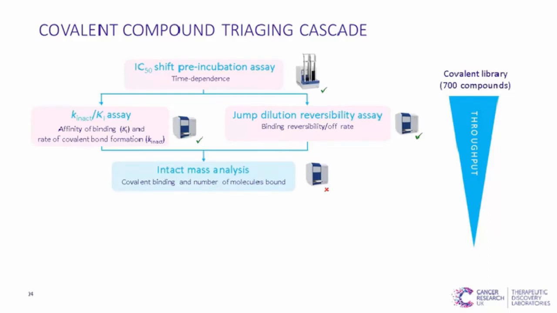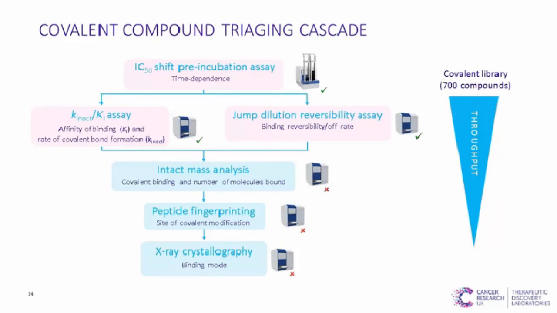And then we go on to use biophysical methods to get even more information on these compounds using intact mass analysis, peptide fingerprinting, and X-ray crystallography. So first of all, the IC50 shift assay.